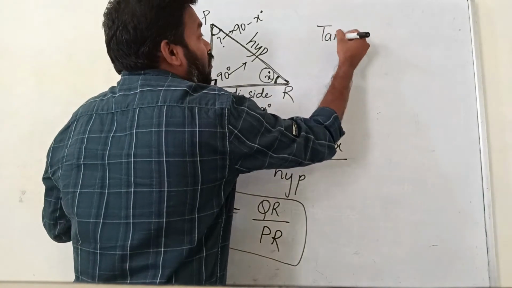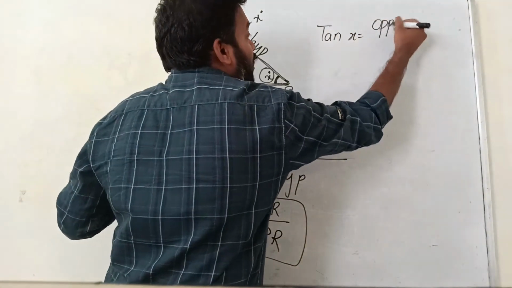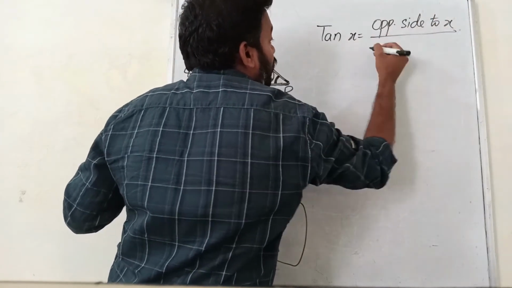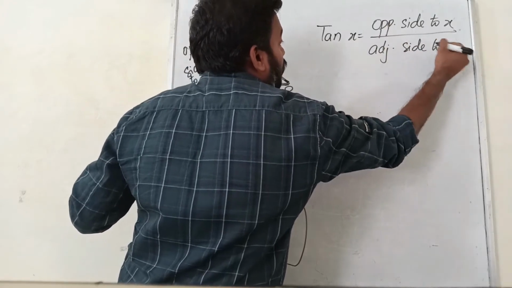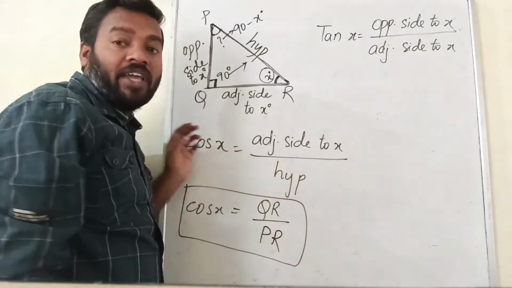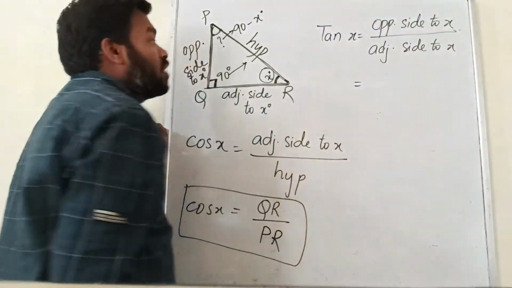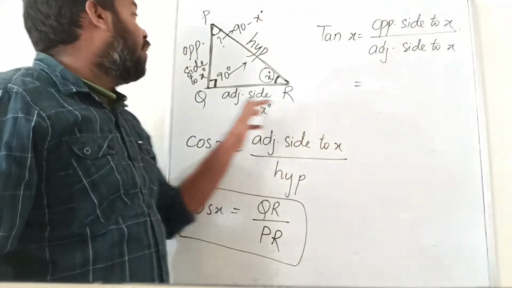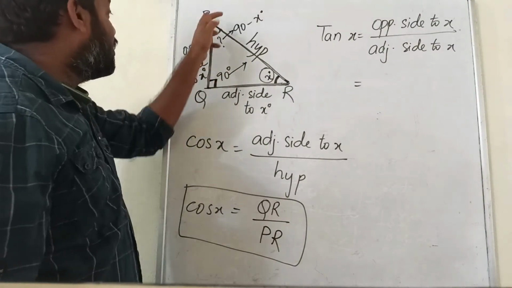Tan x is opposite side to x by adjacent side to x. So we need to substitute that. We need to write what is opposite side to x here and what is adjacent side to x. What is opposite side to x here? That is PQ.